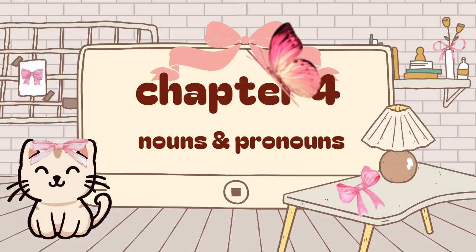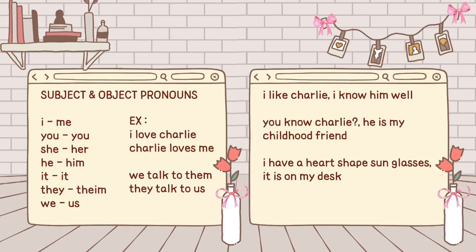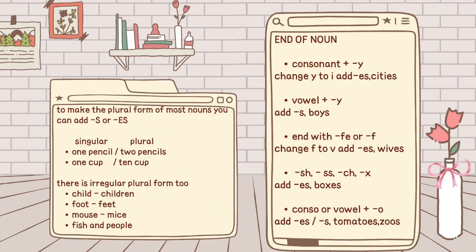Chapter 4, Nouns and Pronouns. Subject and object pronouns: I, me, you, she, her, he, him, it, they, them, we, us. For example, I love you, Charlie. Charlie loves me. We talk to them. They talk to us.